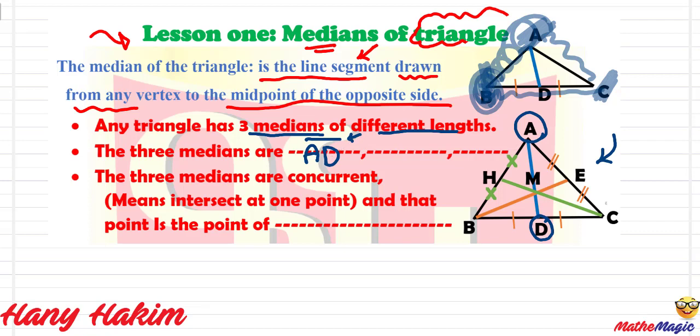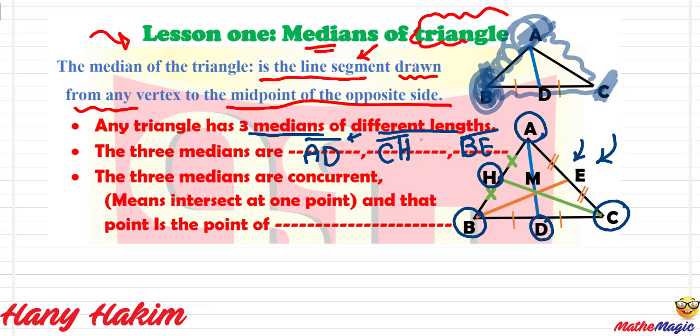Next one starting from C. The midpoint of the opposite side to C is H, so CH is the second median. The third one, BE, because we start from the vertex B to the midpoint of its opposite side, which is E.